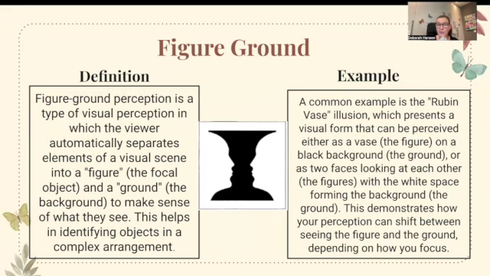A common example is the Rubin vase, and you can see it right here. So it represents a visual form that we can perceive either as a vase, the figure, on the black background, the ground, or as two faces looking at each other, the figures, within the white space forming the background, the ground. This demonstrates how your perception can shift between seeing the figure and the ground depending on how you focus.